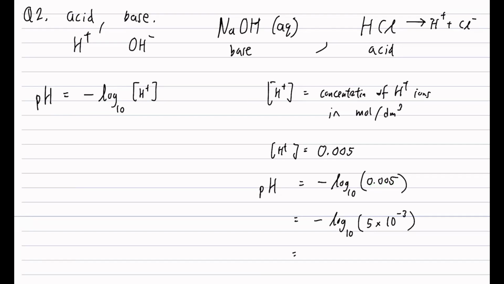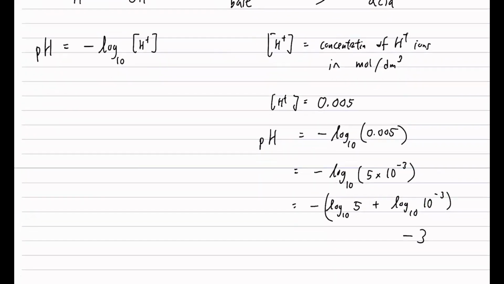Then you can split it up. So negative log base 10, I draw a square bracket here, of 5 plus log base 10 of 10 power minus 3. Minus 3 bring down, log base 10 of 10 is 1, so it's just negative 3 here. But what is log 5 base 10? What is log 5 base 10? It's just calculator LG. Then over here, you can just key in the value.